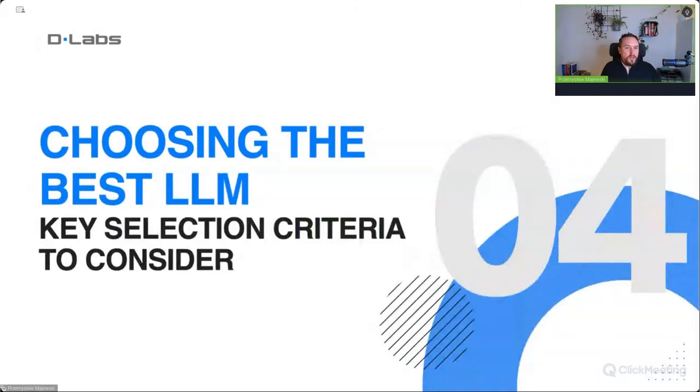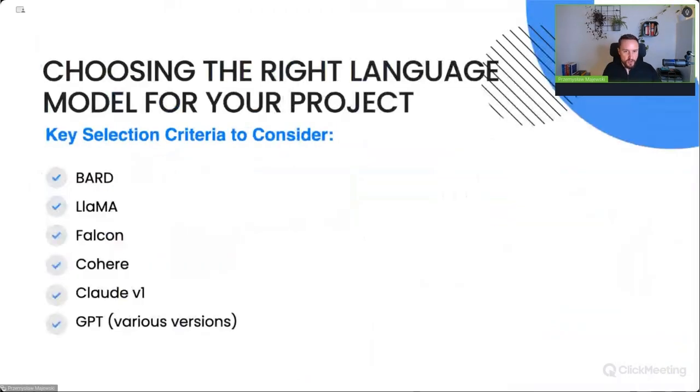Okay. Now that we have explored various real-world applications of GPT in different companies, you're probably wondering how you can get started on your own project. First and foremost, it's crucial to understand that while GPT is powerful and widely used, it's just one among many language models available. Other options include BART, Llama, Falcon, Cohere, Palm, and Claude version 1, each with its own set of features and capabilities. And furthermore, even if you decide to go with GPT, you have choices like GPT 3.5 and the newest GPT-4. The question then becomes, how do you make the right choice?